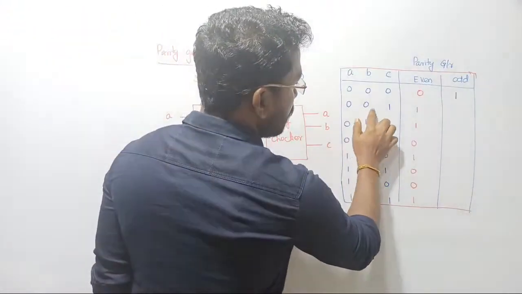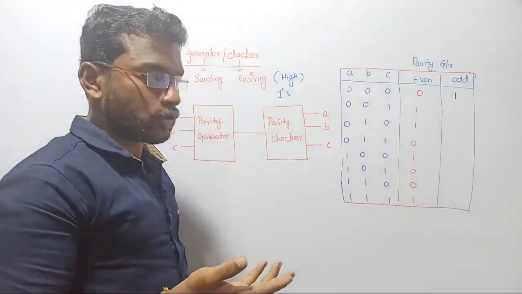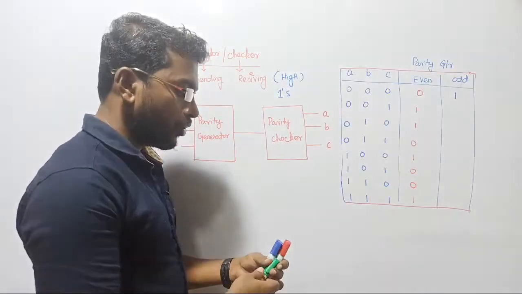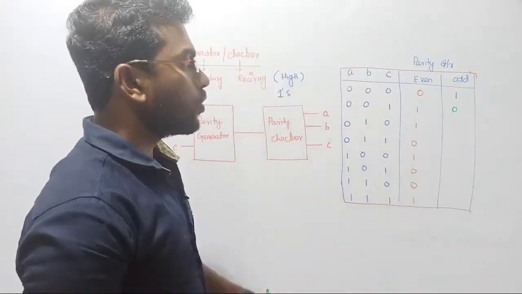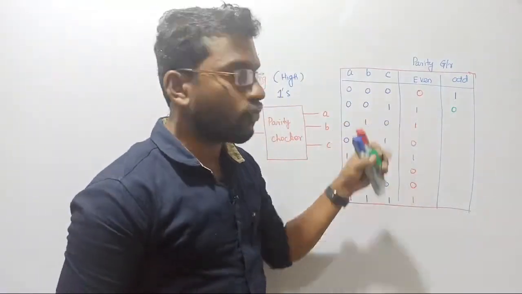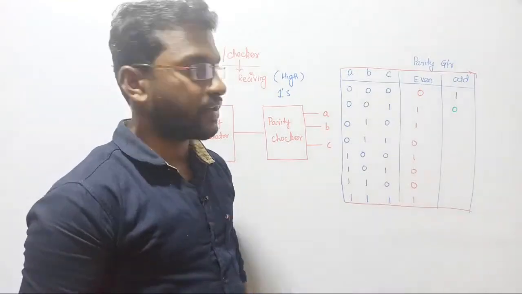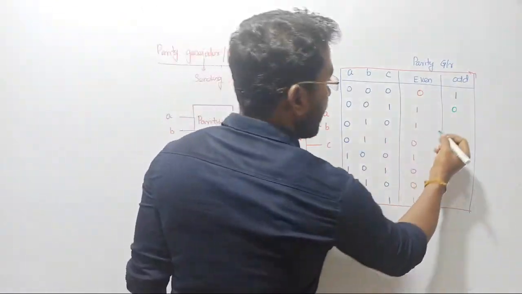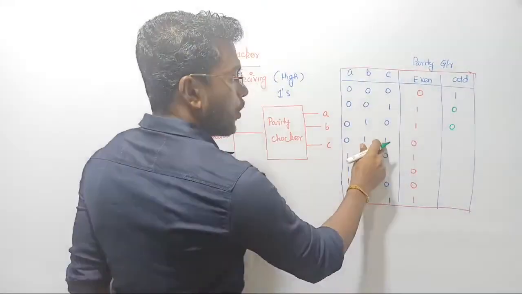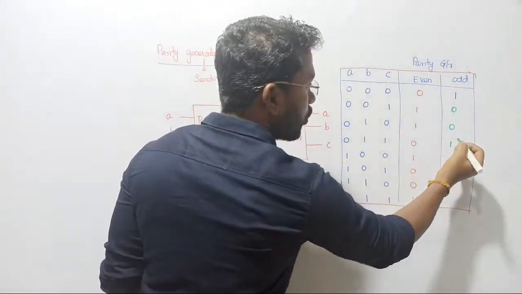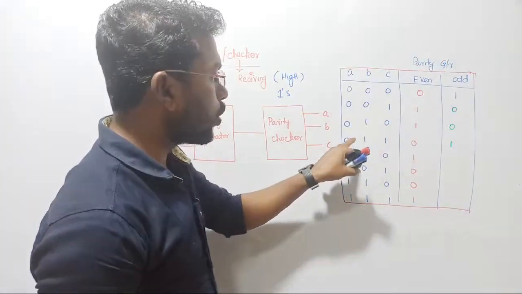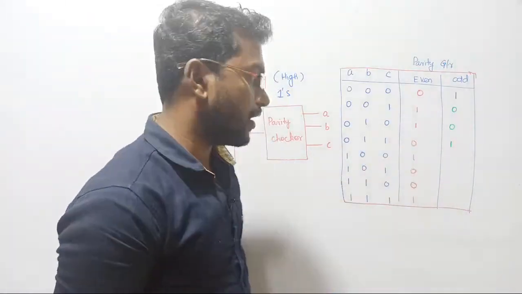Similarly, 0 0 1, how many ones are there? Odd number of ones. Do I need to add any bits? No, I don't need to add any bits, so we can simply consider this one as 0. Already an odd number of ones is available, so directly you can consider it, right? 0 1 0, you don't need to add any bits. 0 1 1, two ones are not acceptable in an odd parity generator, so I will have to add one more bit such that how many ones are there? 0 1 1 1. Happily you can run the system now.